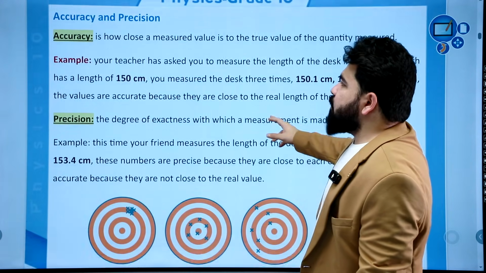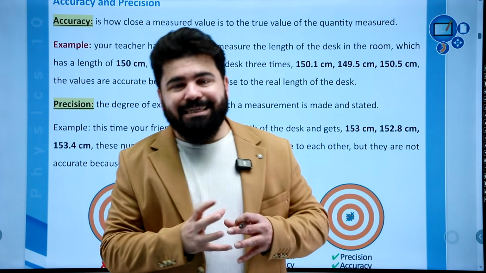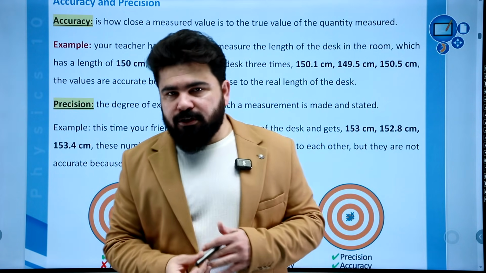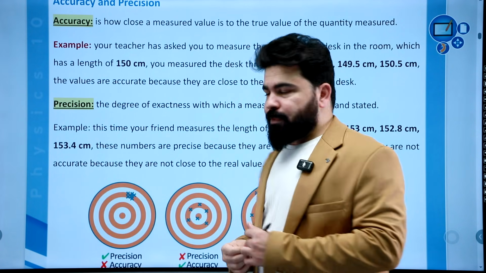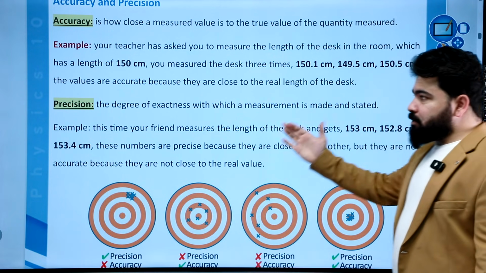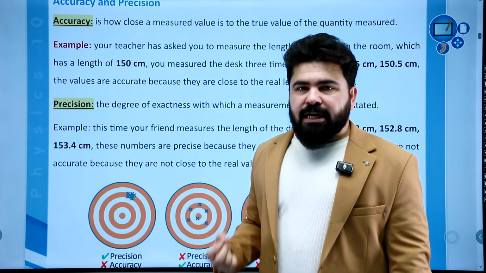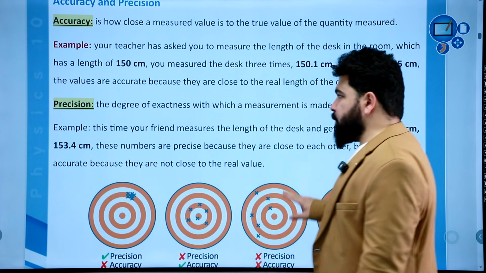Okay. So you have accuracy and precision. What is accuracy and what is precision? Accuracy is how close the measured values are to the true value, while precision is how close the numbers are to each other. Okay?